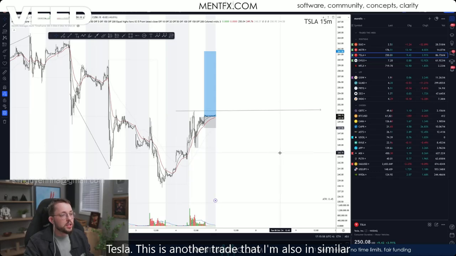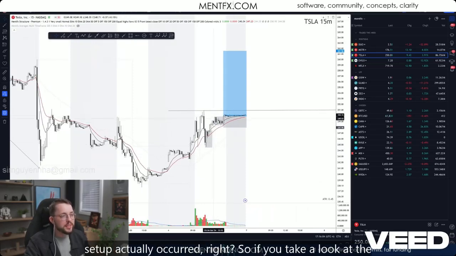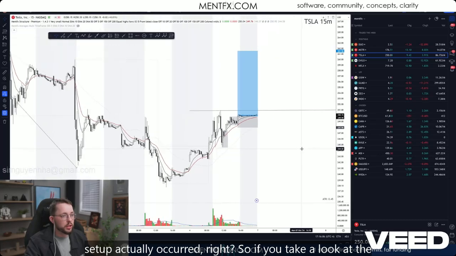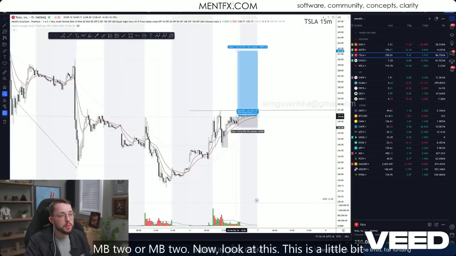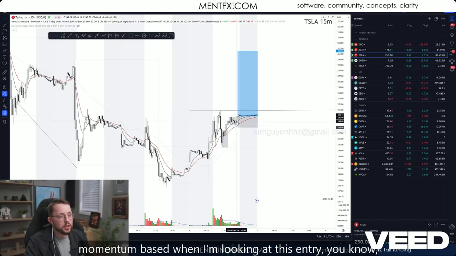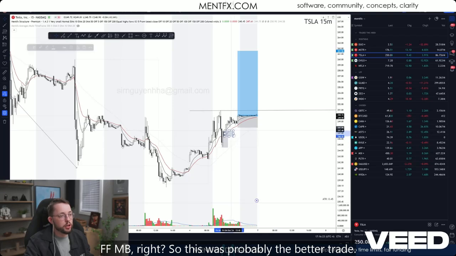Tesla. This is another trade that I'm also in. Similar approach, a little bit different in regards to where this setup actually occurred, right? So if you take a look at the setup, this was kind of this MB1. This is acting as maybe MB2. Now, looking at this is a little bit momentum based when I'm looking at this entry. The likely double MB was probably here and here as the FFMB, right? So this was probably the better trade.